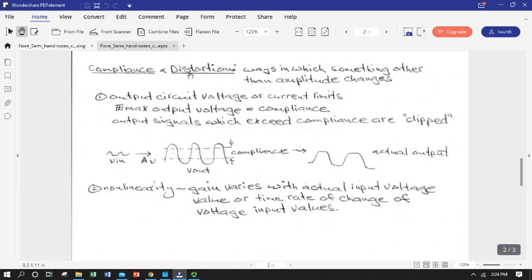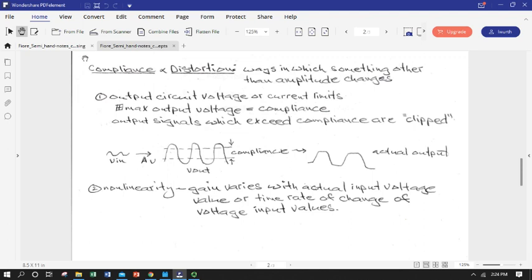In addition to knockdowns in theoretical gain, other problems with real amplifiers is, of course, they do something more than change the amplitude. The things we don't want them to do, like change phase, change waveform. These other changes that we never want to have are known as compliance and distortion. So ways in which something other than amplitude changes.